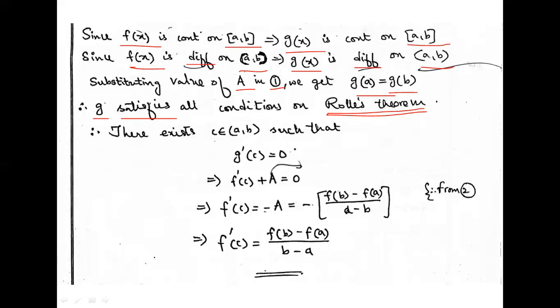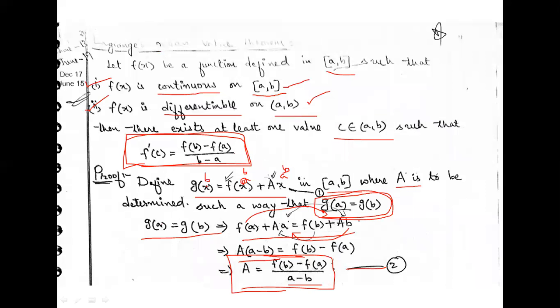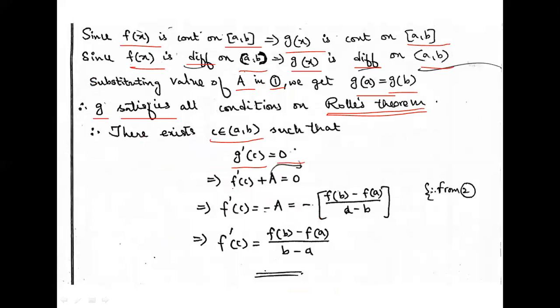So then there exists c belonging to the open interval a comma b such that g dash of c is equal to 0. Now what is g dash of c? Differentiate equation 1. If you differentiate this equation, what will you get? You will get f dash of x plus a.